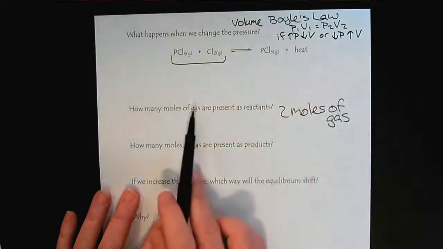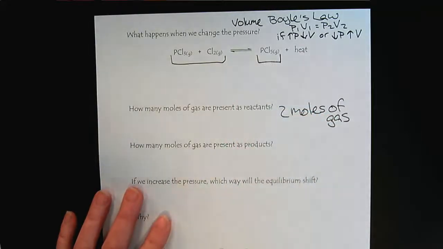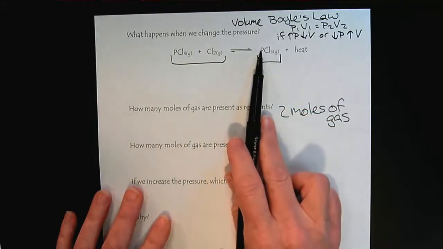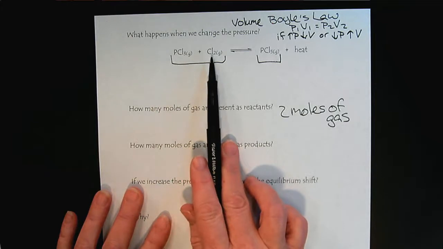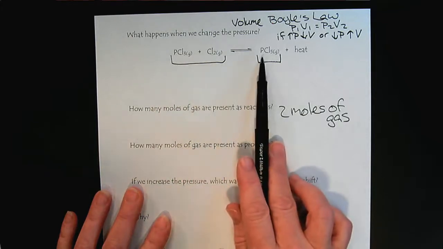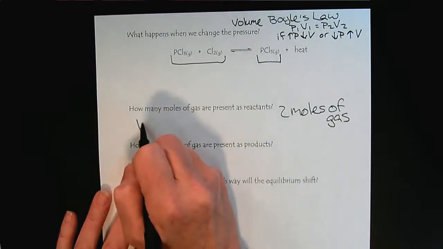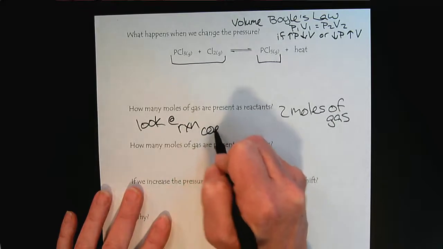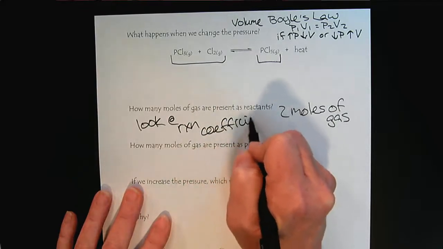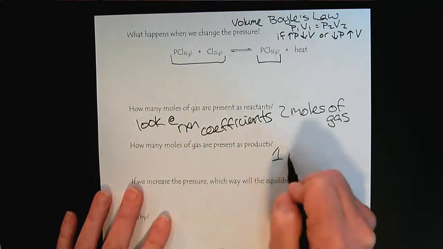Okay, and then if we look at the products, remembering our coefficients of 1, if we read this, 1 mole of phosphorus trichloride reacts with 1 mole of chlorine to produce 1 mole of product. So using our reaction coefficients, for the products we only have 1 mole of gas.